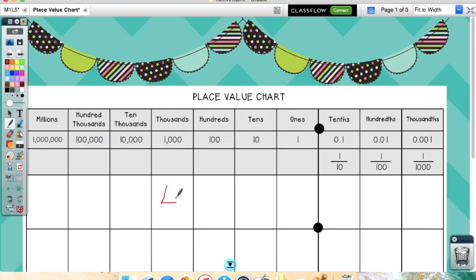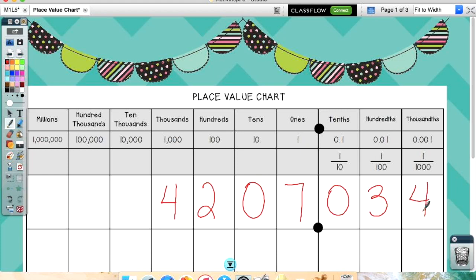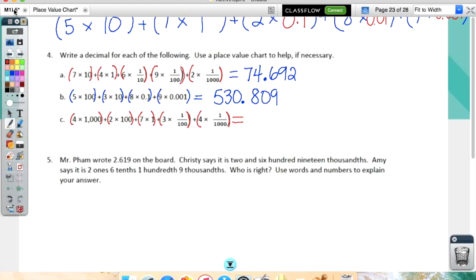Okay, 4 in the thousands. 2 in the hundreds, a 0 in the tens, and a 7 in the ones. 0 in the tens. What comes next? 0, a 3, and a 4. So what number is this? 4,207 and 34,000... Oh my gosh, you're so good. Tell me what that was again. 4,207 and 34 thousandths. Very good. Okay? All right, that's all we're going to do. Good job today.